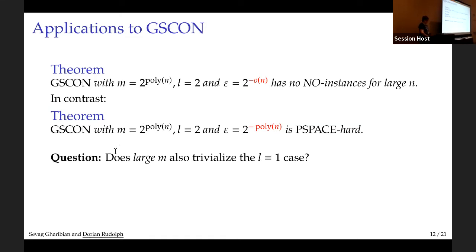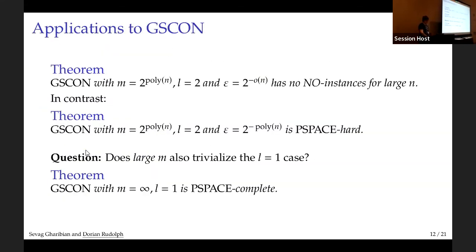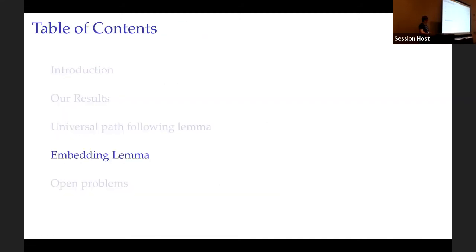And so the question one might also ask is whether a large m would also trivialize the L equals 1 case. But this is not the case. We show that GSCON with an unbounded m and L equals 1 is still PSPACE-complete.